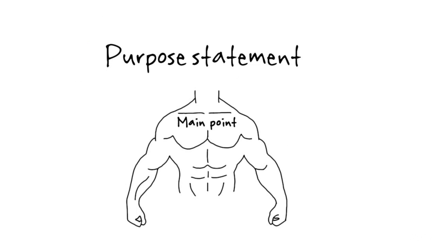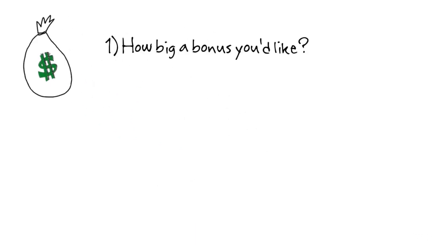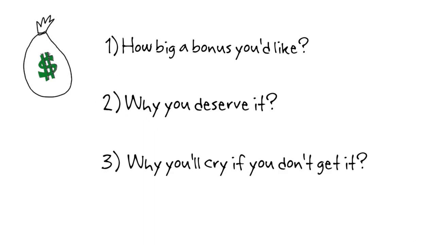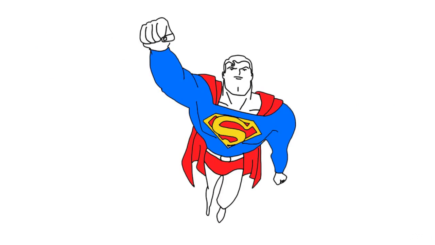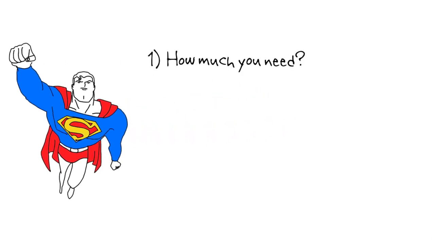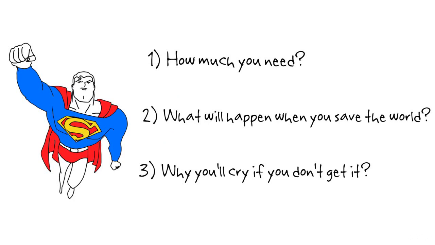So if your purpose statement is to get a big fat bonus, your 3 main points could be: number 1, how big a big bonus you'd like; number 2, why you deserve it; and number 3, why you'll cry if you don't get it. If your purpose statement is to get approval for funds to save the world, your 3 main points could be: number 1, how much you need; number 2, what will happen when you save the world; and number 3, why you'll cry if you don't get it.